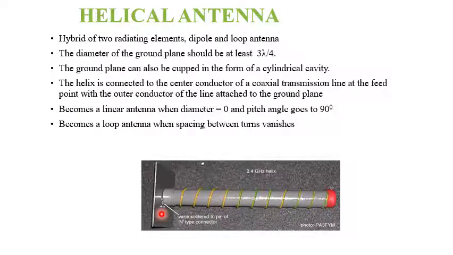And the ground plane can also be cupped in the form of a cylindrical cavity. The helix is connected to the center conductor of the coaxial transmission line at the feed point here, with the outer conductor of the line attached to the ground plane. So this antenna becomes a linear antenna when the diameter tends to 0 and the pitch angle goes to 90 degrees. And also this antenna becomes a loop antenna when the spacing between the turns vanishes.